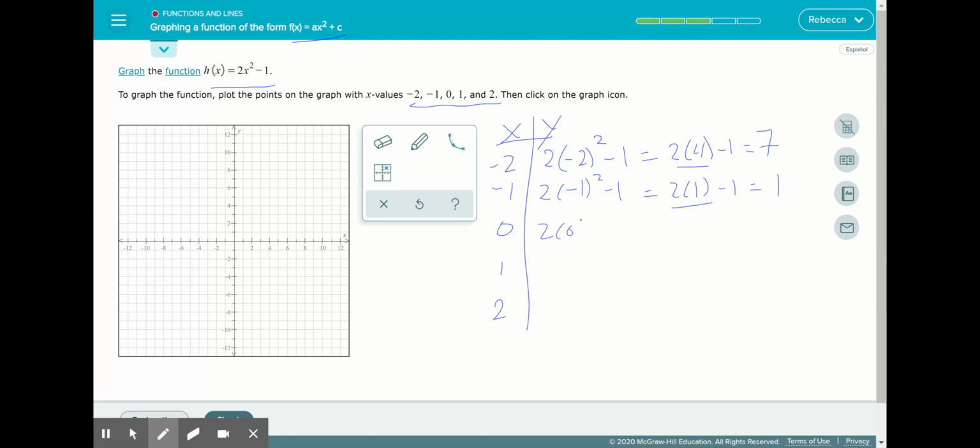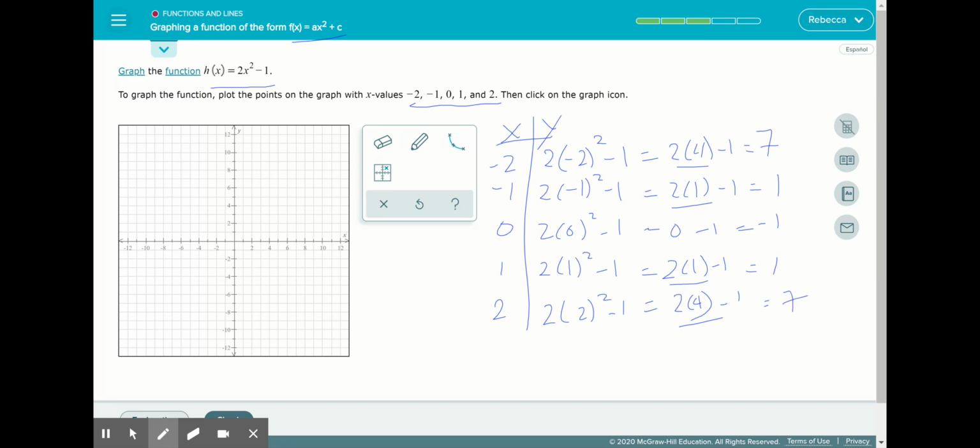2 times 0 squared minus 1 gives us 0 minus 1, so -1. 2 times 1 squared minus 1. We're going to have 2 times 1 minus 1, and 2 minus 1 is 1. And then 2 times 2 squared minus 1. And now we'll have 2 times 4. 2 squared is 4, minus 1, and 8 minus 1 is now 7.